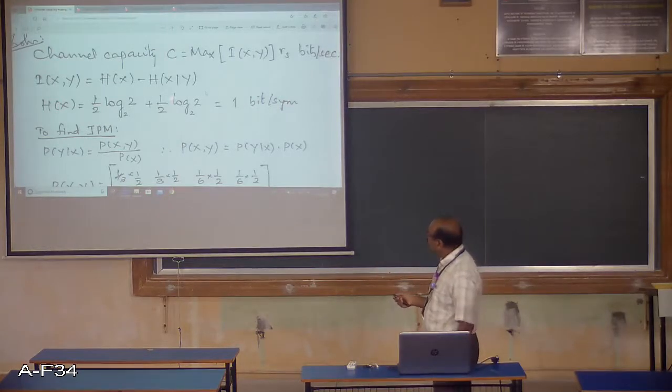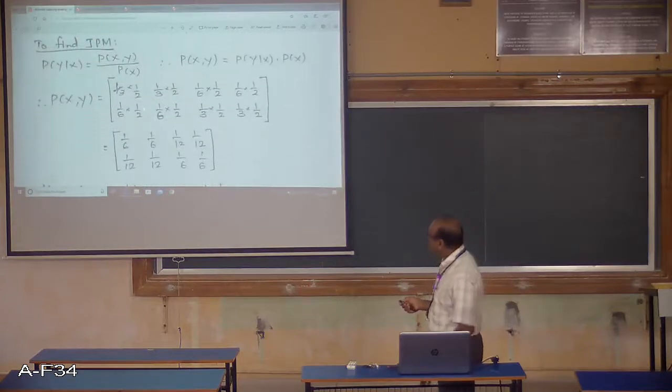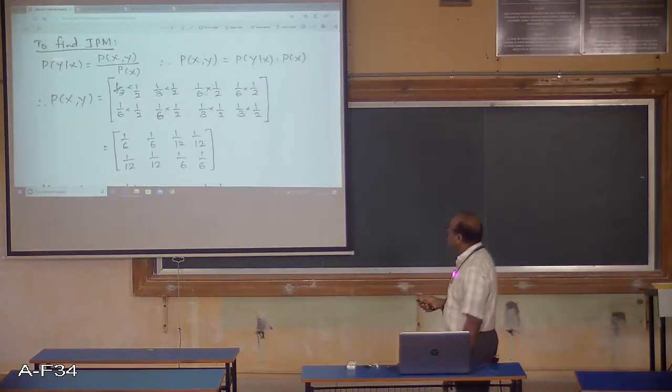Then we have to find H of X given Y, for which we require the JPM, the joint probability matrix. To compute this, using the probability relation, we compute P of XY, which is the multiplication of the channel matrix with the input symbol probabilities. The first row of the channel matrix elements are multiplied with P of x1, and the second row with P of x2. So we arrive at the joint probability matrix.